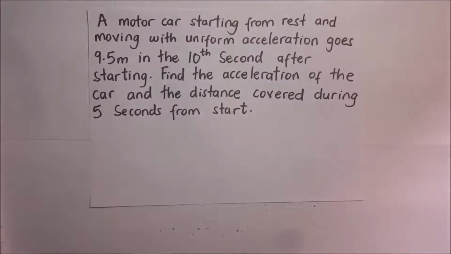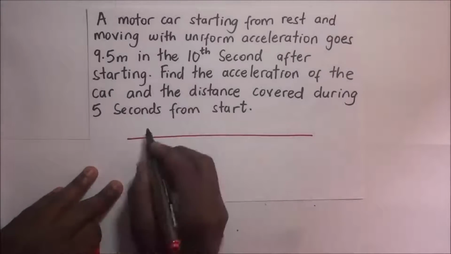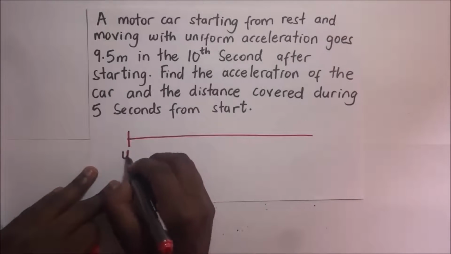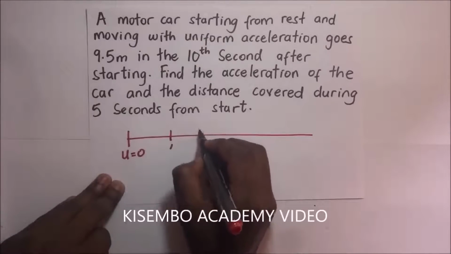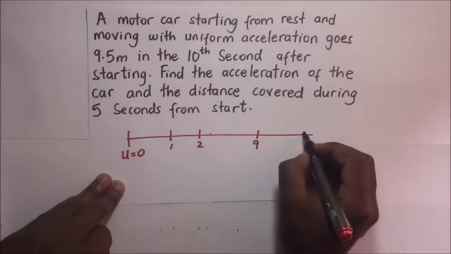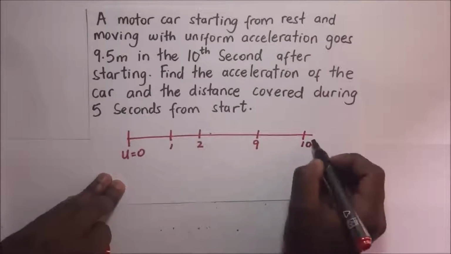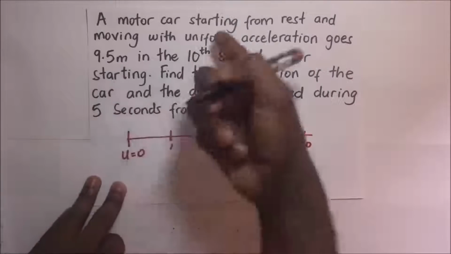A motor car starting from rest, again we are going to summarize our question in a diagrammatic way. A motor car that is starting from rest and moving with uniform acceleration goes 9.5 meters in the 10th second after starting. So if we are to illustrate that diagrammatically, we have a motor car starting from rest, meaning that its initial velocity is 0 and it is going after 1 second, after 2 seconds, and then it continues into the 9th second, then into the 10th second.